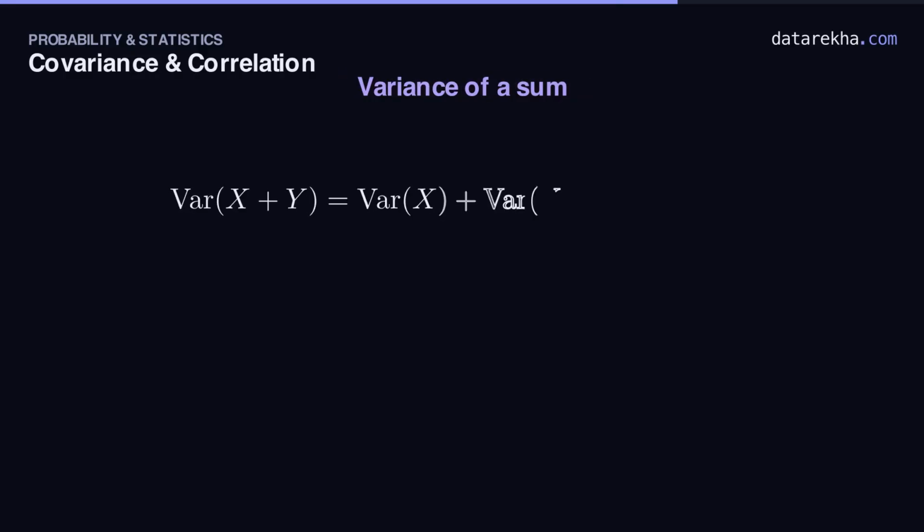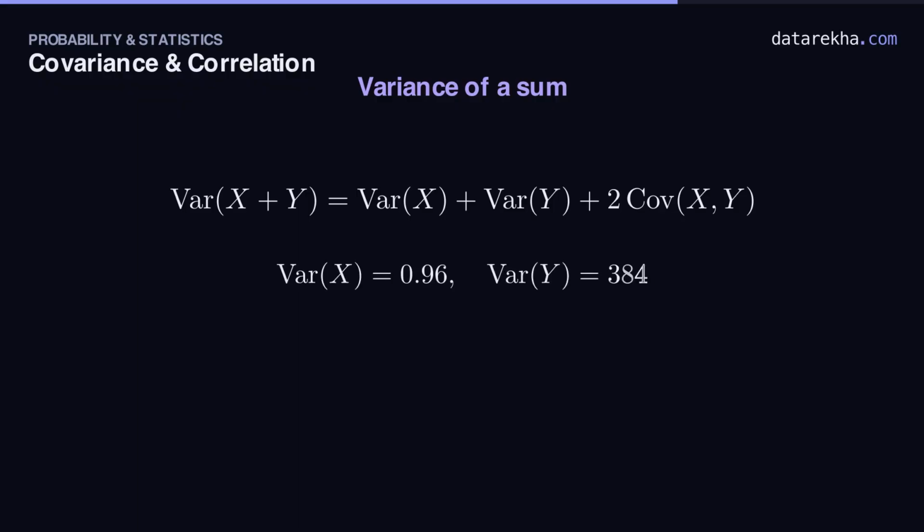Covariance also settles a question people get wrong constantly: the variance of a sum. It is not just the two variances added. There's a cross term. The variance of x plus y equals variance of x, plus variance of y, plus twice the covariance. For our two types, the variance of x works out to 2.96 and the variance of y to 384. The covariance we just found is 19.2.